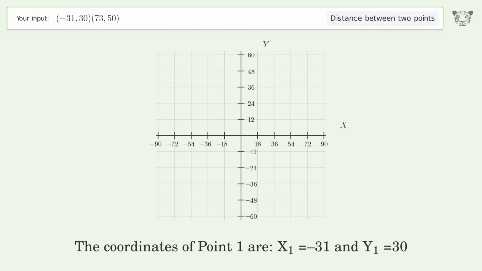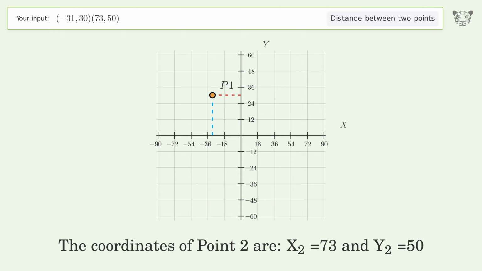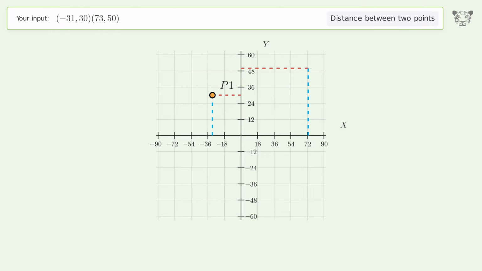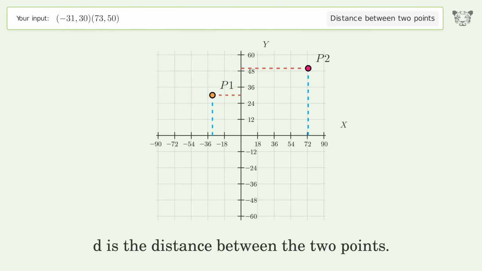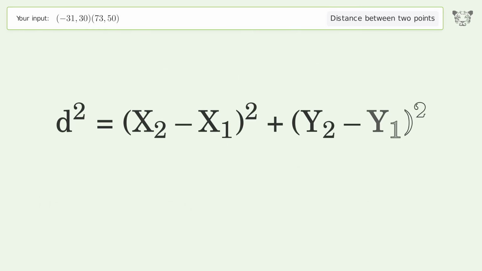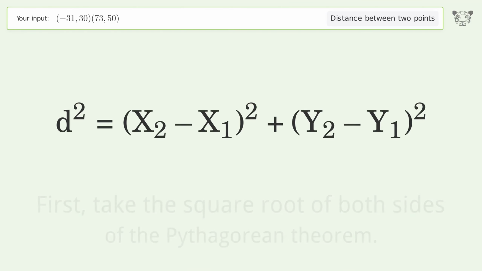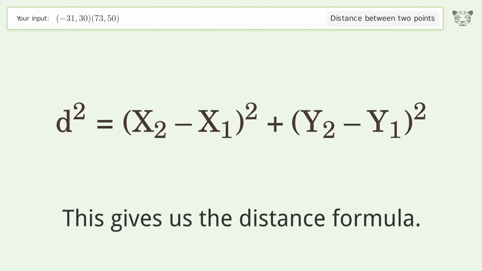The coordinates of point 1 are x1 equals -31 and y1 equals 30. The coordinates of point 2 are x2 equals 73 and y2 equals 50. D is the distance between the 2 points. First, take the square root of both sides of the Pythagorean theorem. This gives us the distance formula.